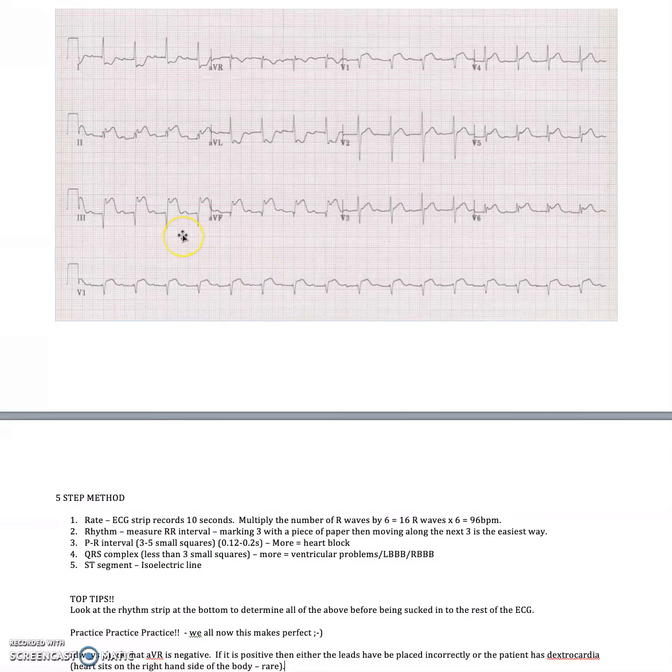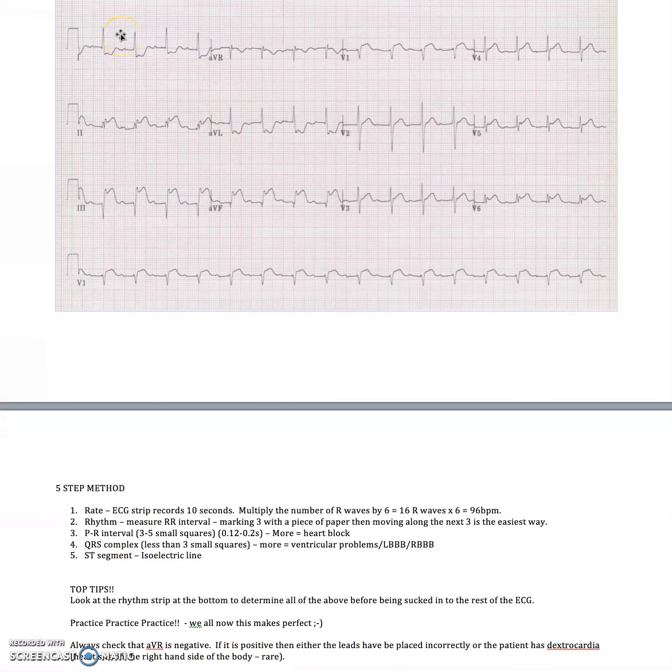Okay, I hope that helped. I think I've babbled on for a bit longer than what I normally should, but I hope that gives you a bit of an insight into ECG interpretation.